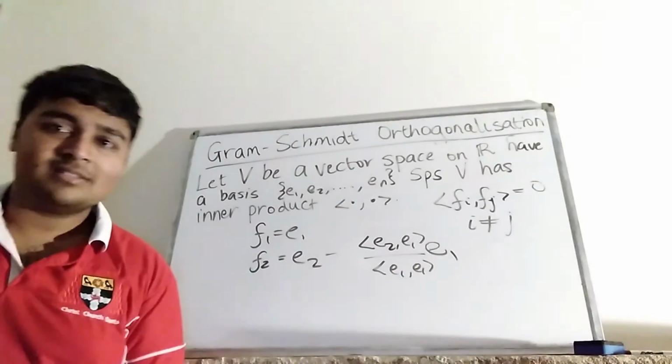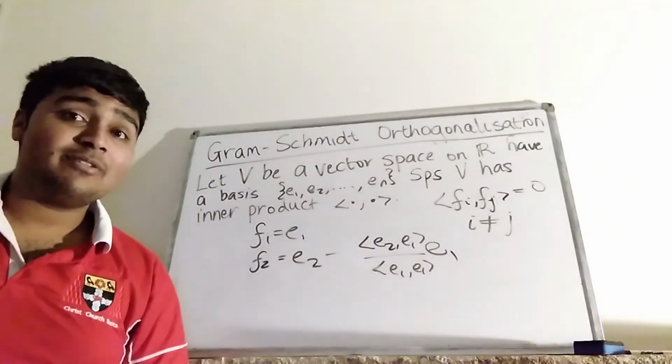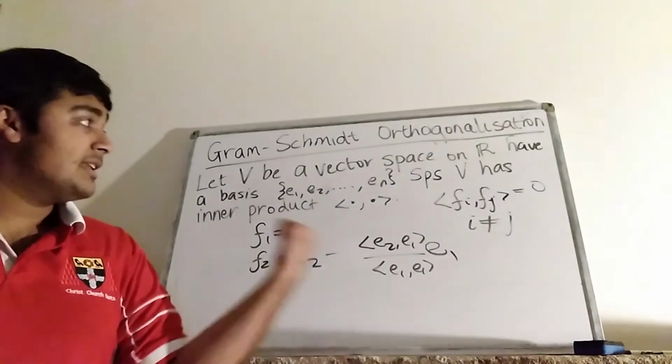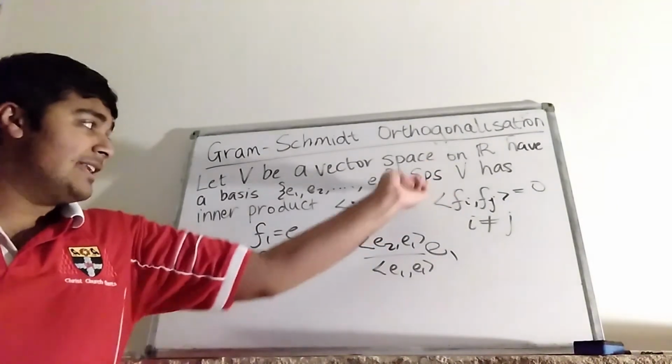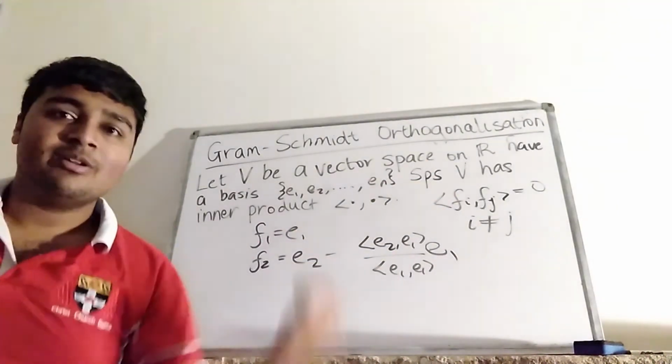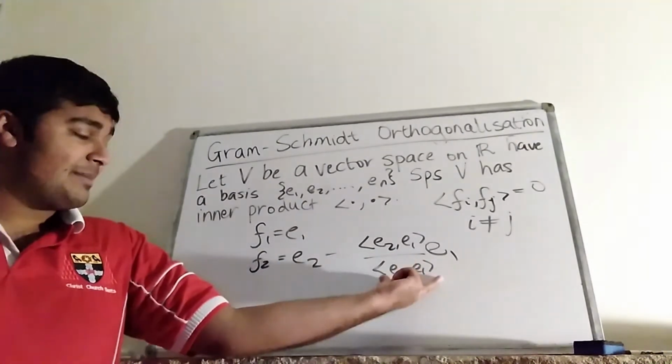Now, a few things to note. Firstly, is this fraction well defined, i.e. is the denominator ever 0? No, it's not, because E1 is not 0 because it's in a basis, and this thing here is an inner product, so whenever you're not 0 and you're in a product with yourself, you're going to get something strictly greater than 0, so that makes sense.